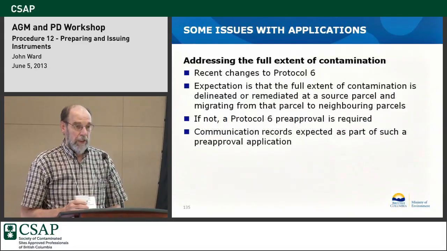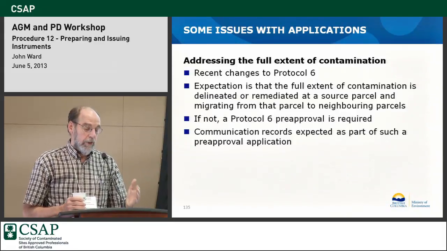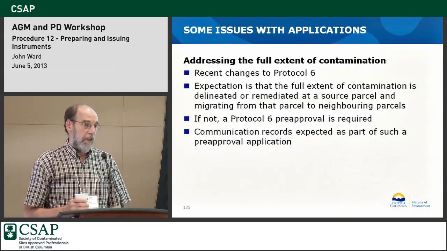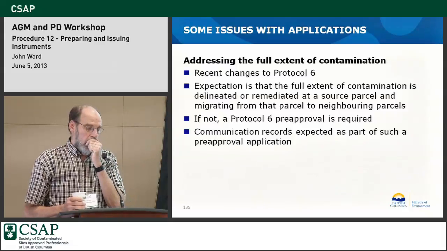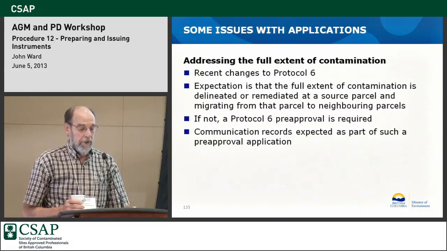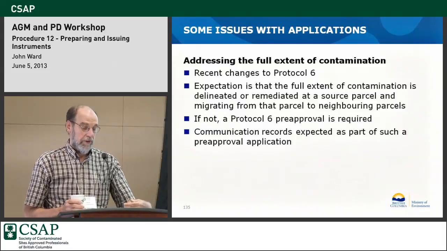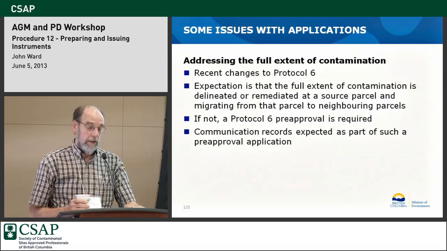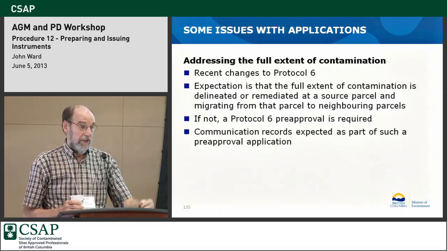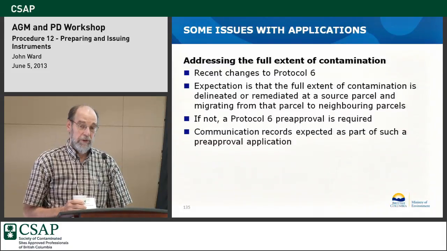I've also been asked to mention the change in Protocol 6. It still requires that the full extent of contamination be delineated and remediated at sites, but now it's in the form of a pre-approval. We assume that it will be delineated and remediated, and if it's not, then you've got to get a pre-approval, and that's in Table 2 of Protocol 6. It's the first item in Table 2 of Protocol 6.